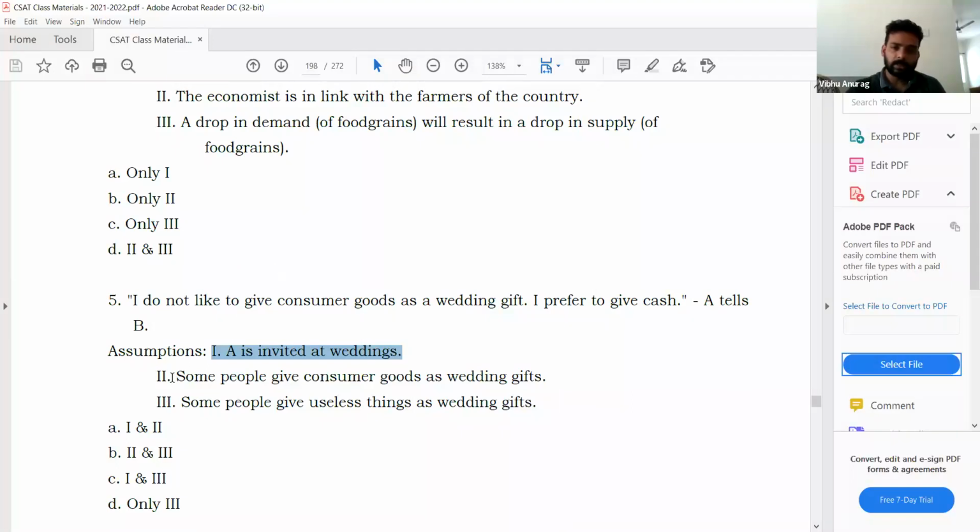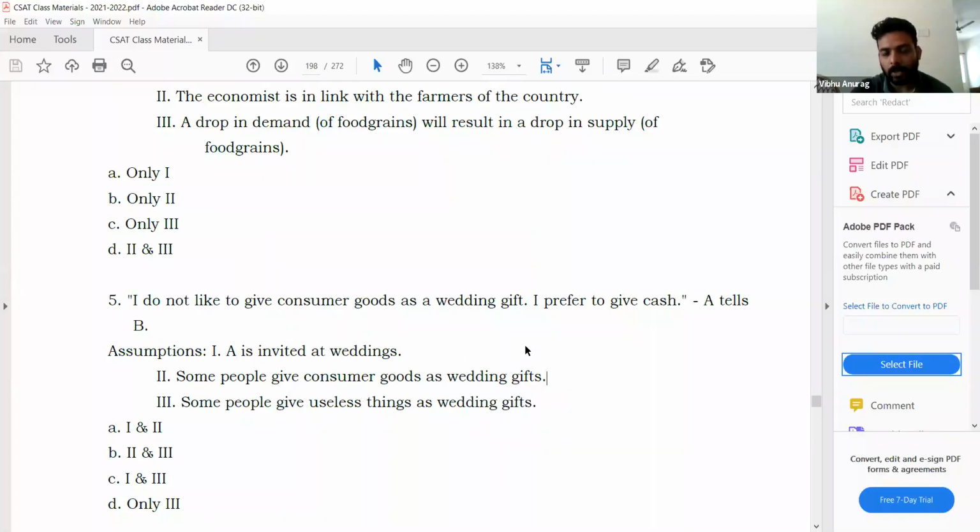Second assumption, some people give consumer goods as wedding gifts. That is also valid because he says, I do not like to give consumer goods. So he believes that there are people out there who give consumer goods as wedding gifts. And the third one, some people give useless things as wedding gifts. This is an extreme statement, not supported by the passage. There is no indication anywhere that some people give useless things as wedding gifts. So only the first two, 1 and 2, are valid assumptions.